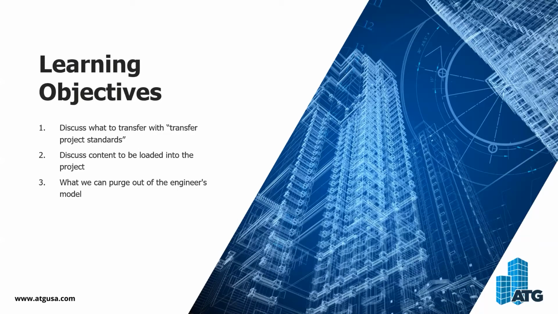Also, today we're going to go through some learning objectives. Some of the basic things we're looking to accomplish are discussing transferring project standards, making sure we talk about what standards from our contracting firm, or our firm in general, we're going to transfer into our existing model. We're also going to discuss content to be loaded within the project we're currently working on, and what to purge out of the engineer's model.